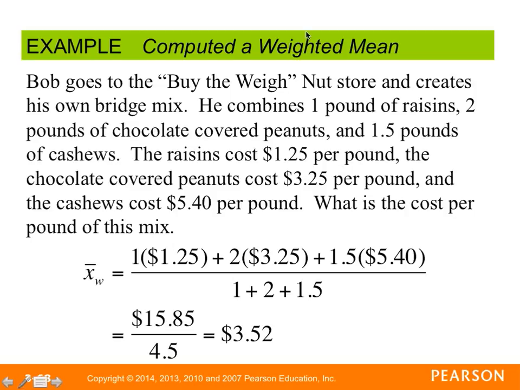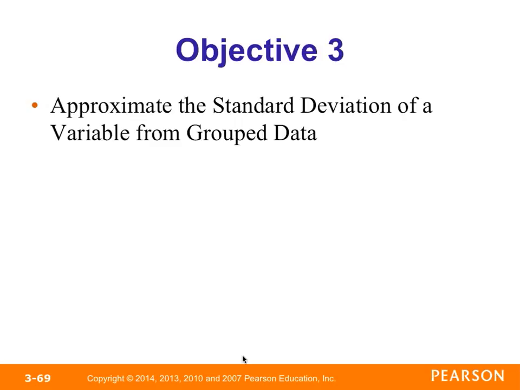So in order to do this, all we do is we take his 1 pound of raisins and multiply it by the cost, so that's 1 times $1.25, his 2 pounds of peanuts and multiply it by the $3.25, and then his 1.5 pounds of cashews and multiply it by the $5.40. So we multiply, add, and then we divide that entire thing by the sum of all of the pounds. So that's 1 plus 2 plus 1.5. If we multiply and add these all up, we get 15.85. We divide it by 4.5, and we get $3.52. So that's the cost per pound of this mix once he's mixed everything together.